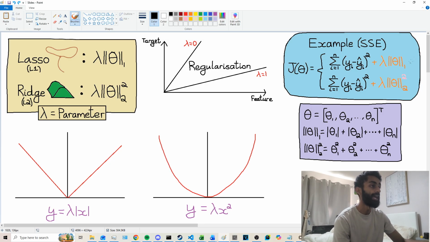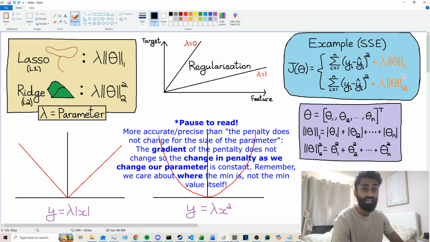So this extra term we add on to the cost function means we get penalized, as I mentioned earlier, for larger weights. The difference between the two is how the penalty term actually looks. These two graphs here represent how the weights are penalized differently. For y equals lambda times the absolute value of x, the gradient is constantly plus or minus lambda depending on which side you are, but the absolute value of the gradient does not change. So the penalty does not change with the size of our gradient, or the size of our parameter, which will have some knock-on effects, which I'll go over later in this video.